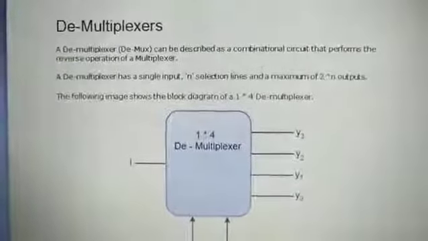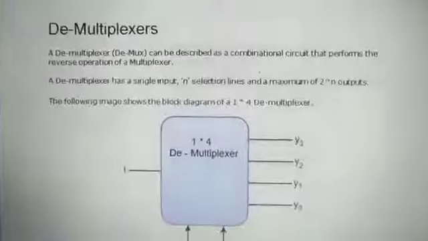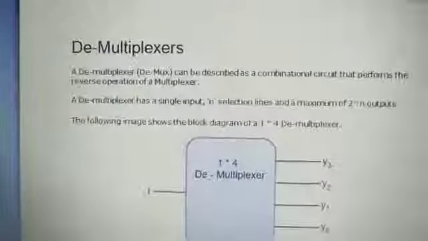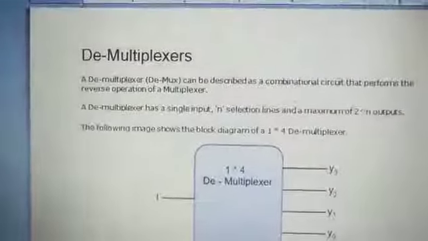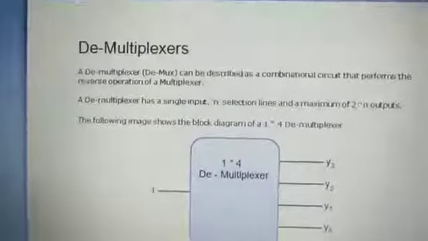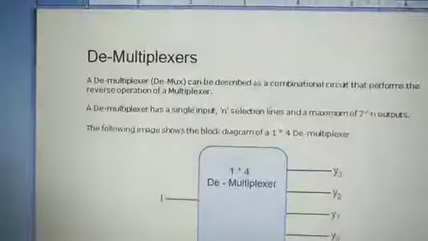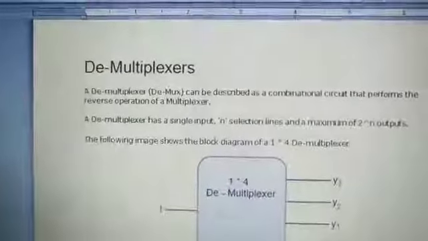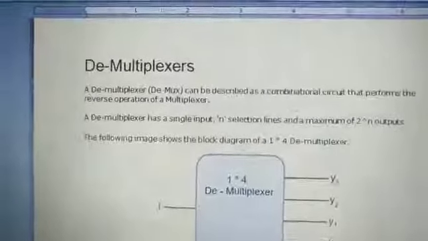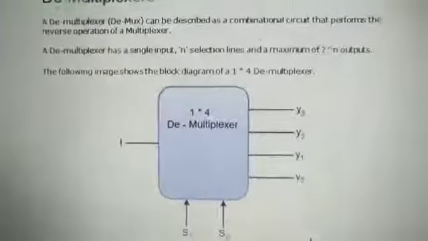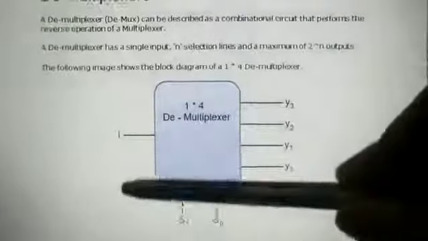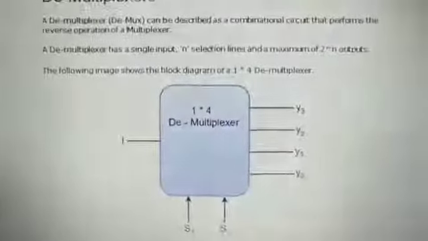Today's topic is demultiplexer. So first we have to understand the meaning of the word demultiplexer. The word demultiplex means one into many. So what is the demultiplexing process? Demultiplexation is the process of taking information from one input and transmitting the same over one of the several outputs. Okay. So this is actually the block diagram for 1 into 4 demultiplexer.